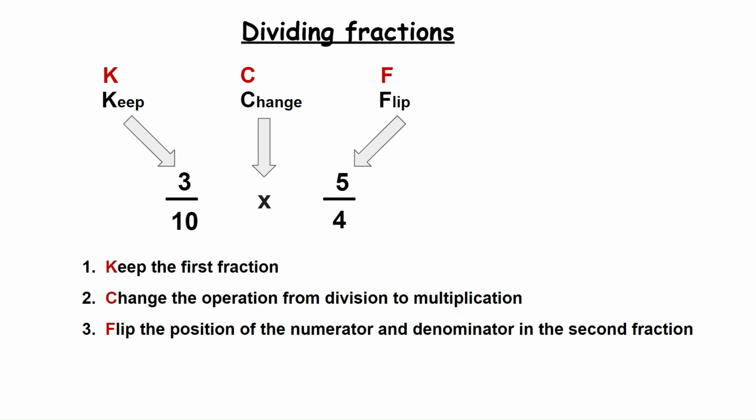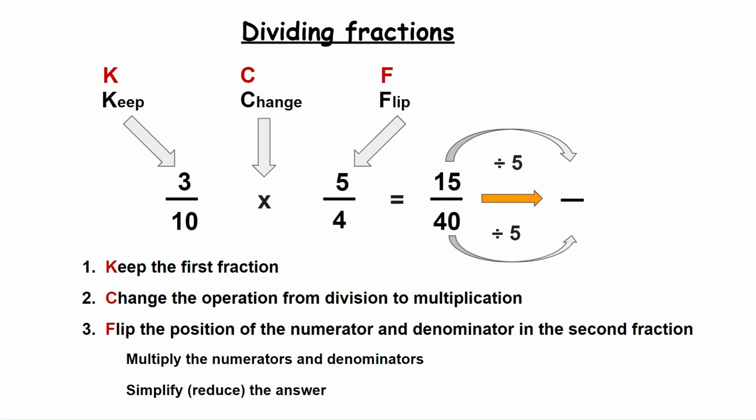And if you've watched my video on how to multiply fractions, you know what comes next. That's right. We multiply the numerators and denominators. So first, 3 multiplied by 5, that's 15. And 10 multiplied by 4, that's 40. Now we have a fraction here, 15 over 40, that can be reduced. So let's reduce it.